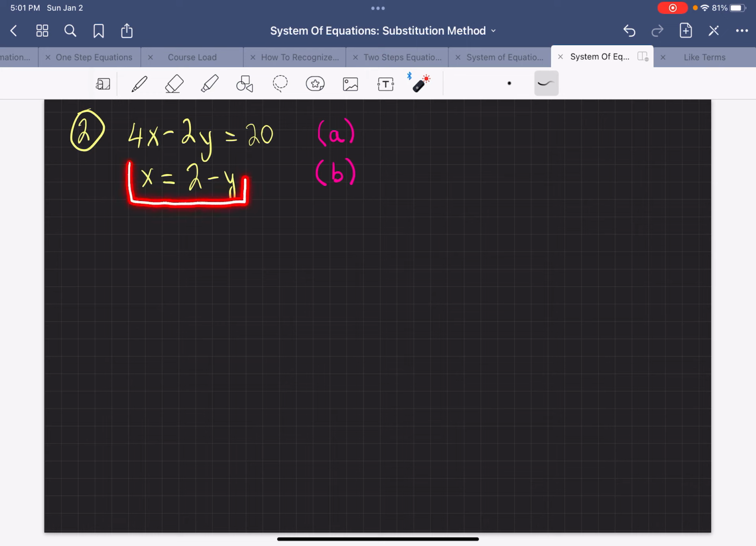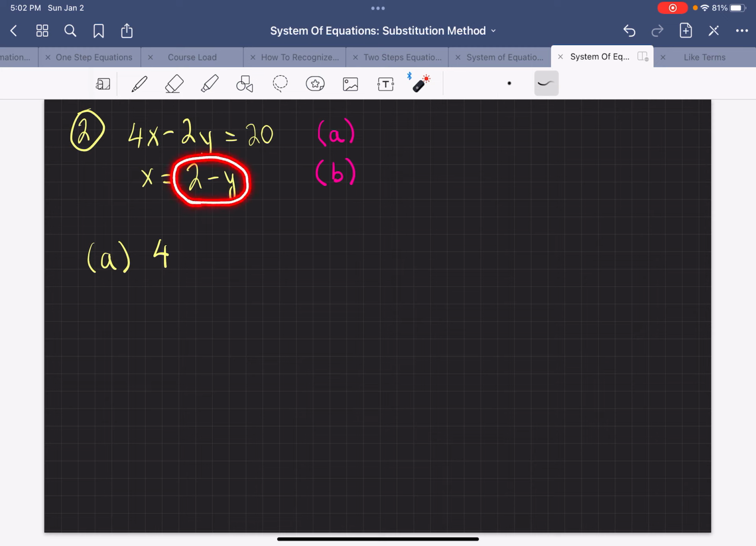Yes, x is isolated, meaning by itself on one side of the equation, in the second equation, right? So what I'm going to do is plug in what x is equal to. X is equal to 2 minus y. I'm going to plug that in where the x is in the first equation. So I'm going to write here my first equation. Equation A is 4x, but x is equal to 2 minus y.